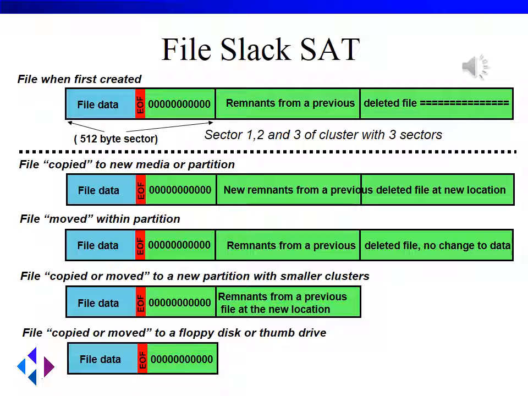Let's say we file copy or move to a floppy drive or a thumb drive, where it is allocating space a sector at a time, or the clusters are only 1 sector. Then all we would really have would be file data in the file marker, and the memory slack. Nothing else because we're only allocating a sector at a time.